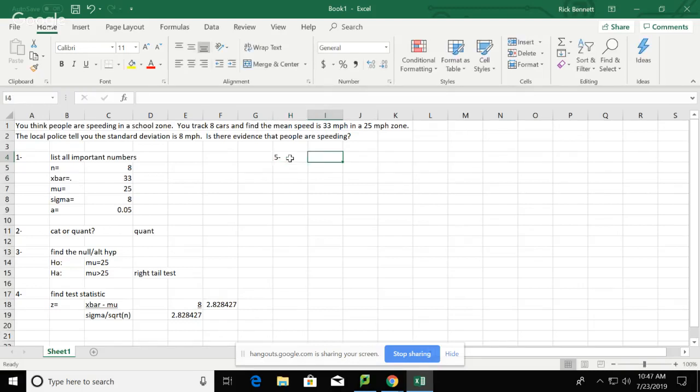Okay, so now step number 5 is what? Find your p-value. And what's a useful thing when you're finding your p-value? Your chart. Or, what would Rick do? He would draw a picture. Would you like me to draw a picture on the board or on the computer? It will look better on the board. I'm not going to waste time on the computer because it can look bad.